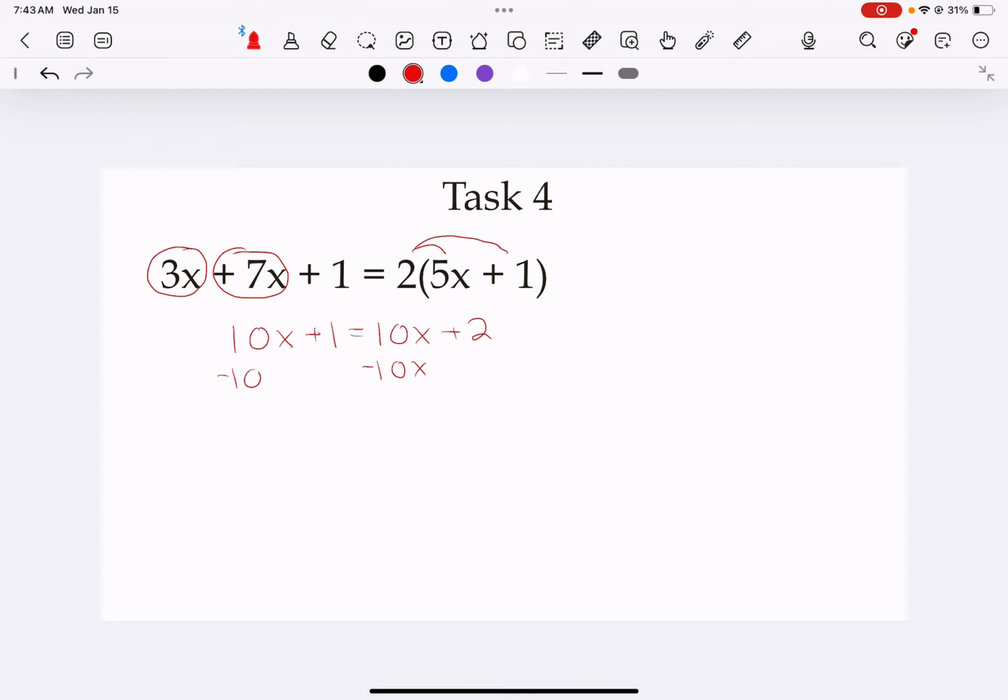I'm going to subtract 10x from each side. 10x minus 10x is 0. So I'm just left with the 1. 10x minus 10x is also 0. So I'm just left with the 2. So now since 1 does not equal 2, that means this equation also has no solution.